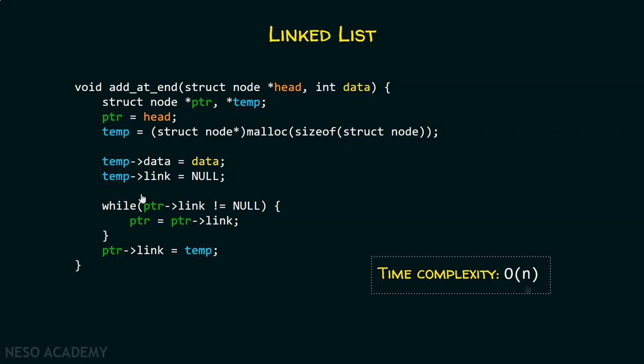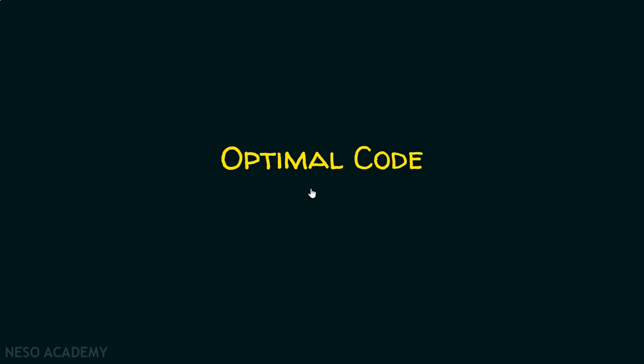This is our target, of course. We should always try to reduce the time complexity, okay? Here the time complexity is big O of n. Let's see whether we can eliminate this part and reduce the time complexity or not. So let's eliminate this and let's try to write an optimal code. Here comes the optimal code.